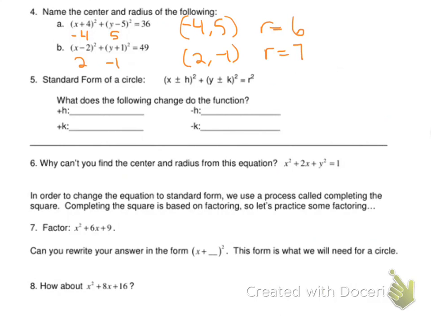So this is the standard form of a circle. So what does the following change do to the function? When it's plus h, it moves left. When it's minus h, it moves right. When it's plus k, it moves down, and when it's minus k, it moves up. Okay?